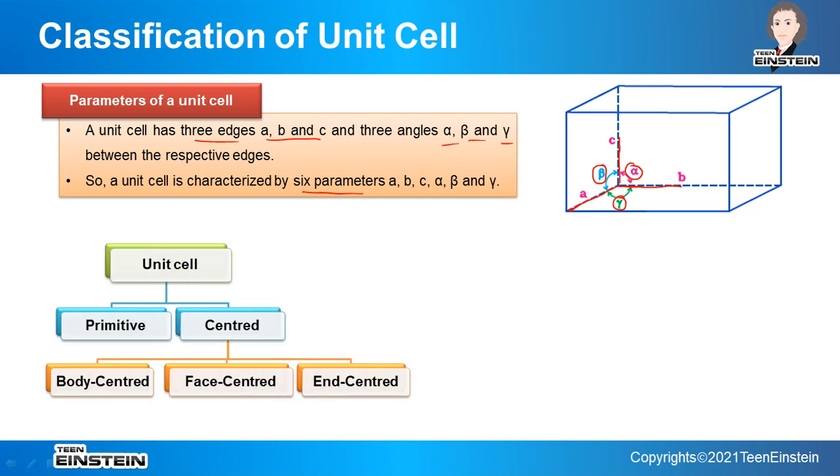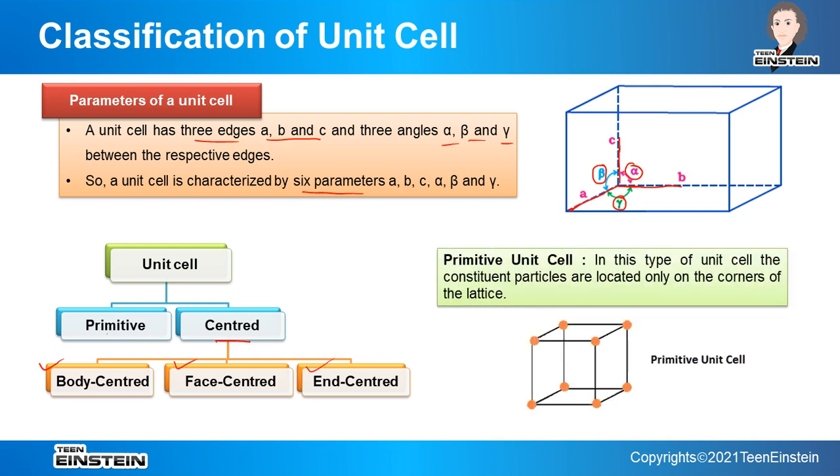Now a unit cell may first be divided into primitive and centered, and under centered there are 3 types: body centered, face centered, and end centered. So what is a primitive unit cell? In this type of unit cell, the constituent particles are located only at the corners of the lattice. There are 8 corners and 8 lattice points. So this is very simple. This is the simplest unit cell possible, and that is what is known as a primitive unit cell.